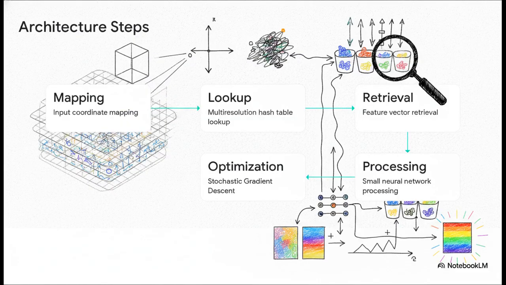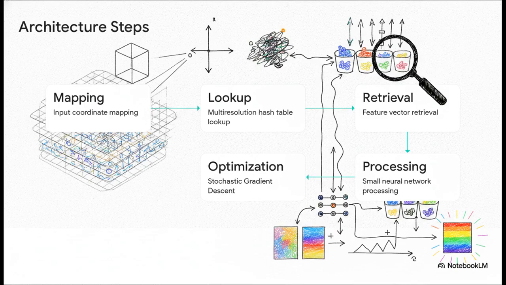Let's methodically walk through this exact step-by-step architectural pipeline, because this is where the magic really happens. When the system wants to render a pixel, it starts with Step 1, input coordinate mapping. It takes the 3D point in space and locates exactly where it falls within each of the independent multi-scale grids. Then, Step 2 is the multi-resolution hash table lookup. Because a completely dense grid at high resolutions would take up way too much memory, the grid coordinates are hashed, meaning they're compressed into an index pointing to an array of a fixed size.